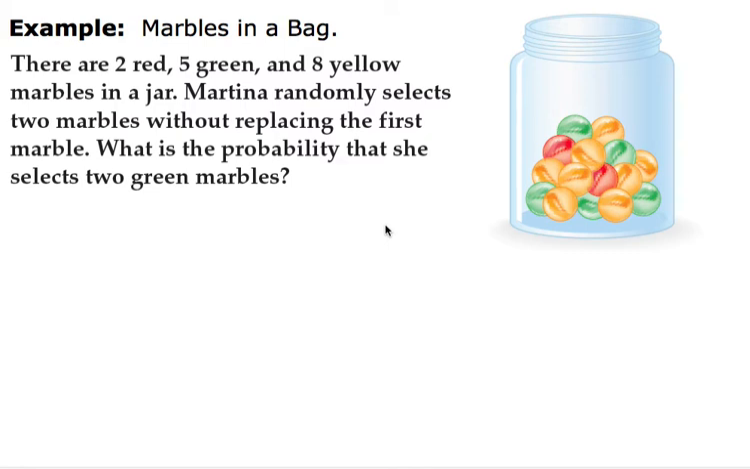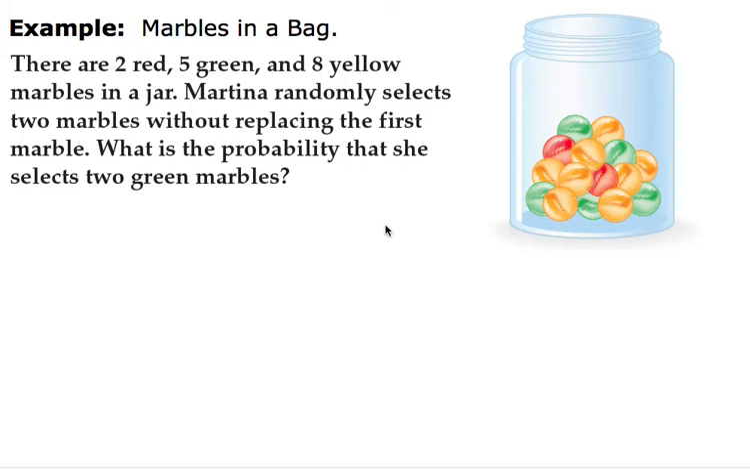Here's an example where we have marbles, and there are 2 red marbles, 5 green, and 8 yellow in this jar. Martina randomly selects 2 marbles without replacing them. What is the probability that she selects 2 green marbles?